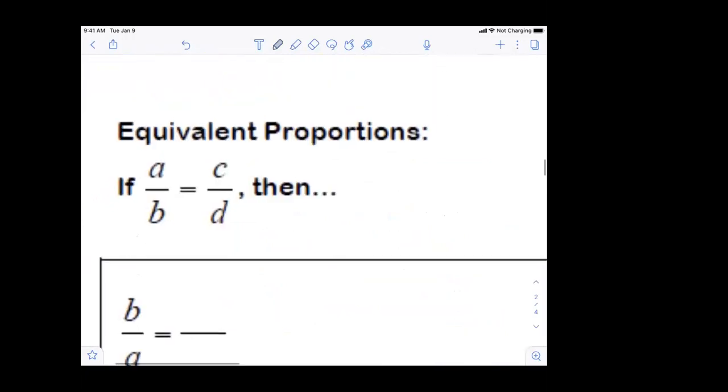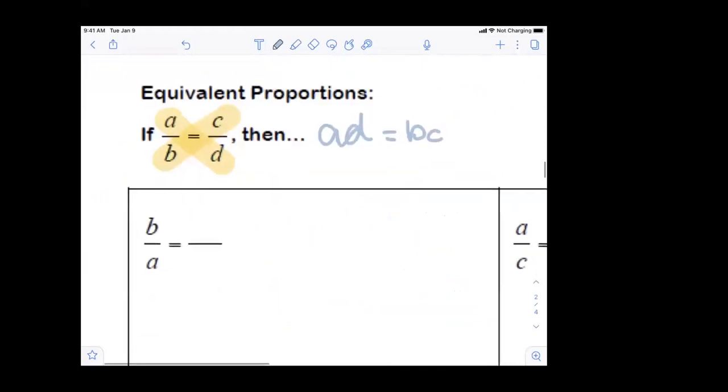So if we have this proportion, A over B equals C over D. Remember when we cross multiply, we get A times D, and then we get B times C. So now all we're doing is just kind of like mixing up the proportion and writing it so that at the end, when we multiply, we get A times D equals B times C.